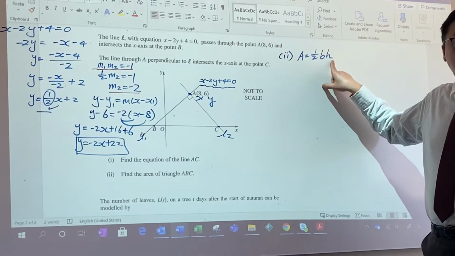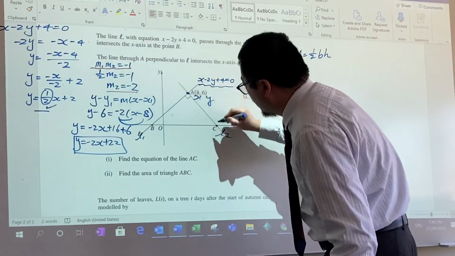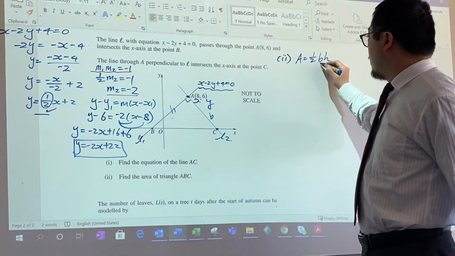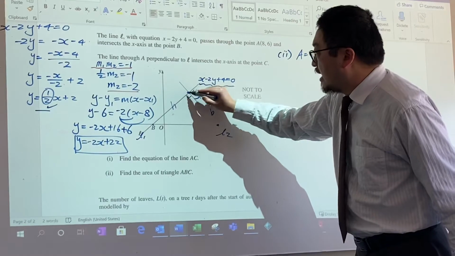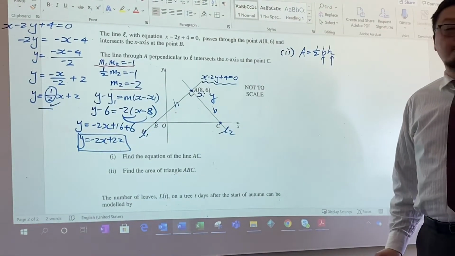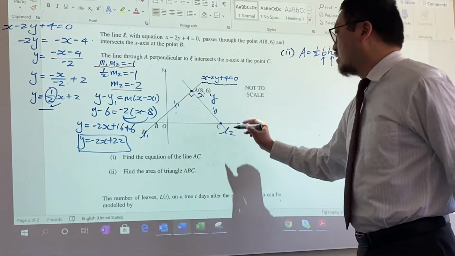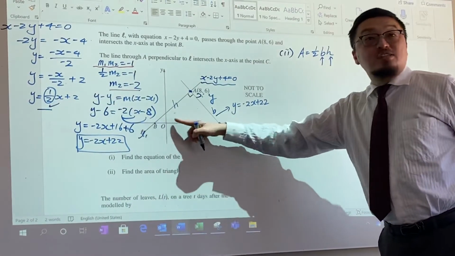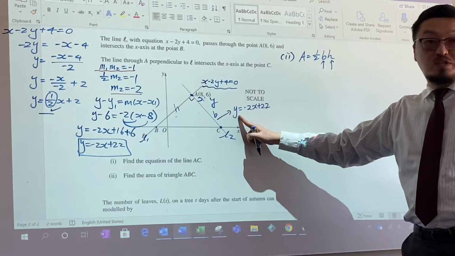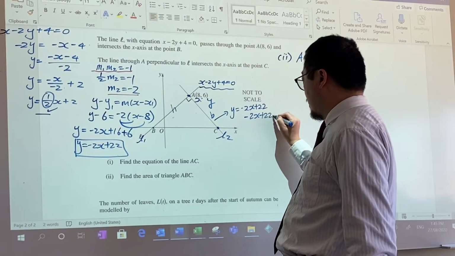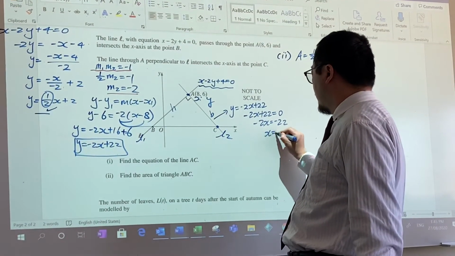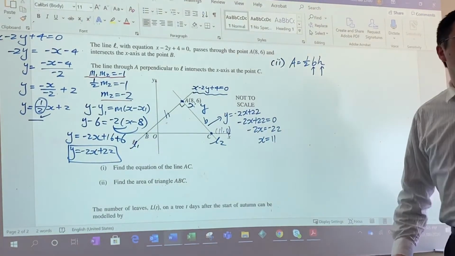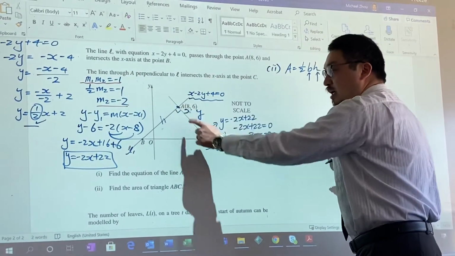Here, base and height. Do I know the distance of the base? For example, let's call from here to here the base, and because it's 90 degrees, I call that the height. Everybody happy with that? Good. Do I know the distance for the base? So that's 8, 6. What's the point here? What's the equation for this one? y equals minus 2x plus 22. You got it from here, right? On the x-axis, y equals 0. Excellent. So this point is 11, 0.